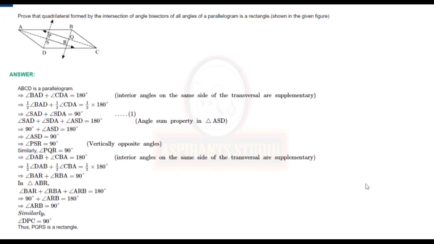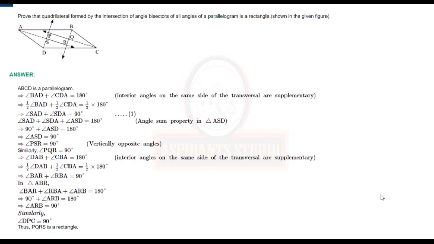Now multiply on both sides by half. So half of measure of angle BAD plus half of measure of angle CDA is equal to half of 180 degrees. What is half of measure of angle BAD? We have angle bisectors here. Ray AS is the angle bisector of angle BAD. So instead of half of angle BAD, you can write measure of angle SAD.